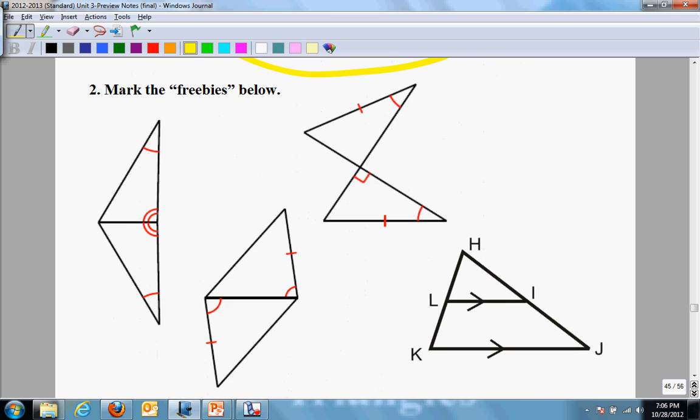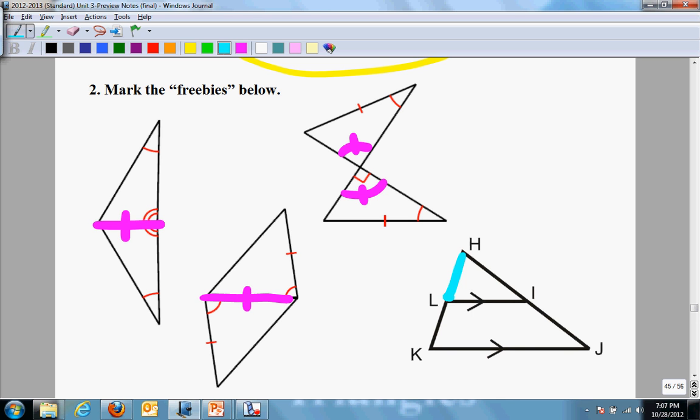Let's check here. You're supposed to mark freebies. I'm going to mark freebies in red here. No, red's already on there. Let's see. Let's do pink, hot pink. First off, your first freebie here is the reflexive side. Here, your freebie are the vertical angles. You should sweep and mark them. Here, the freebie is, again, another reflexive side.